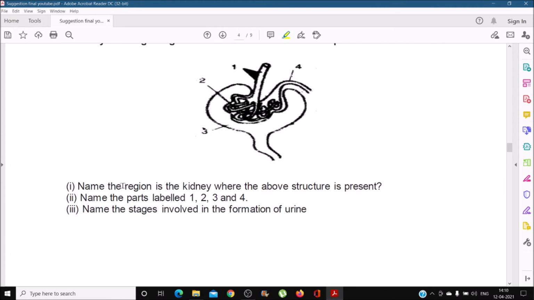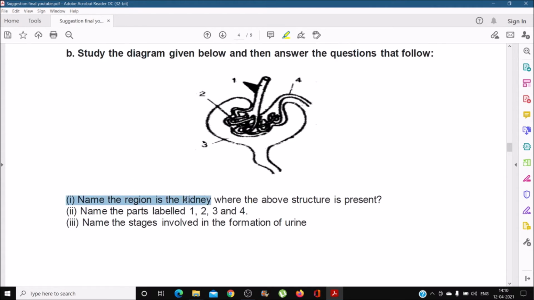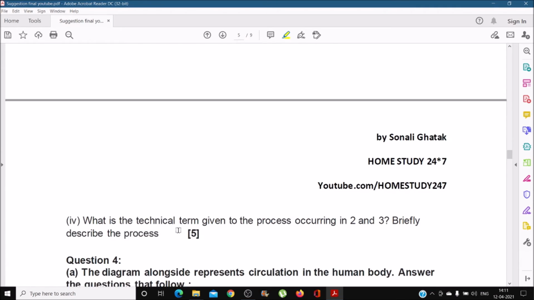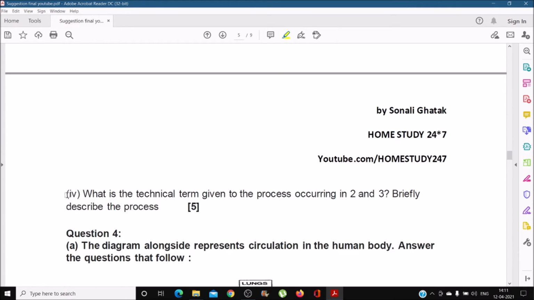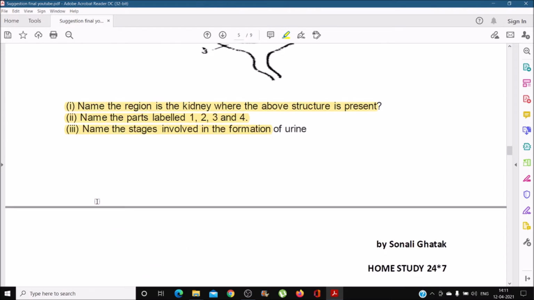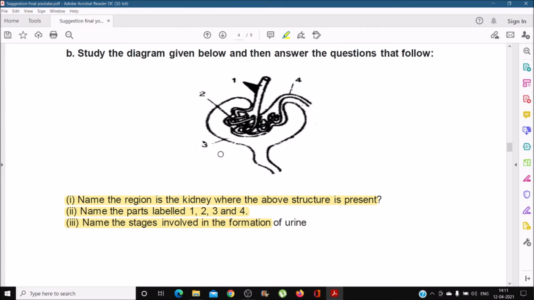This is again the structure. Name the region in the kidney where the above structure is present. 2. Name the parts labeled 1, 2, 3 and 4. And next, name the stages involved in the formation of urine. And next, what is the technical term given to the process occurring in 2 and 3? Briefly describe the process.